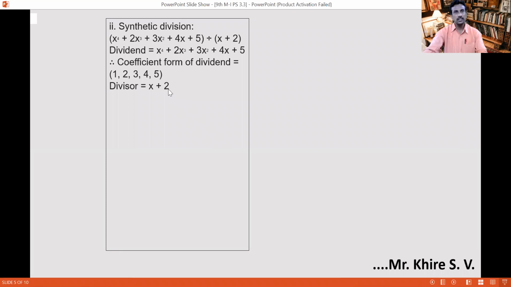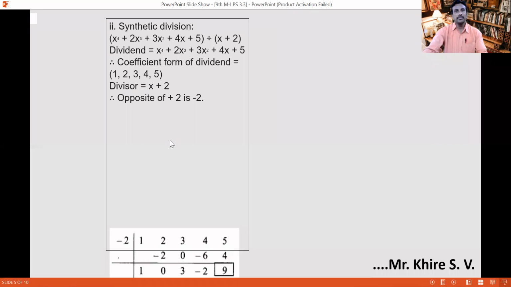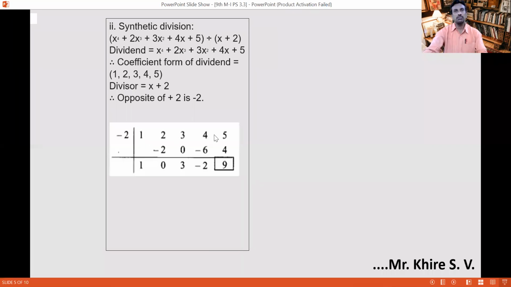Plus 2 is there. Now the opposite number of plus 2 is minus 2. Therefore divide by minus 2 the coefficient form of the dividend, like this: 1, 2, 3, 4, 5 divided by minus 2. Now first of all we have to write down the first coefficient as it is here, 1 as it is. Now multiply minus 2 into 1. Minus 2 times 1 is minus 2. Here it is, minus 2.